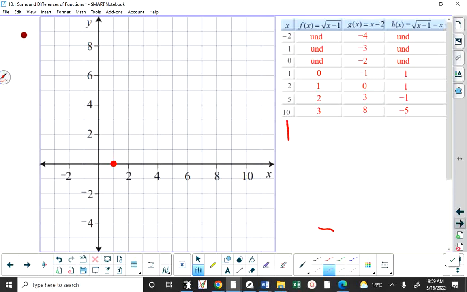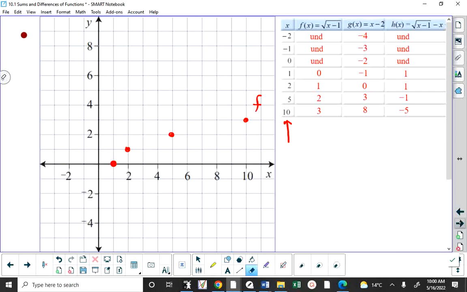So I'm looking at this x coordinate and this y coordinate for the first function. 2 comma 1. 5 comma 2. 10 comma 3. That is f. And I don't care if you draw the curve or not. But I do care that you understand that this function f only exists from x equals 1 to the right. Okay? I'm going to write that down in a slightly different way in a minute.